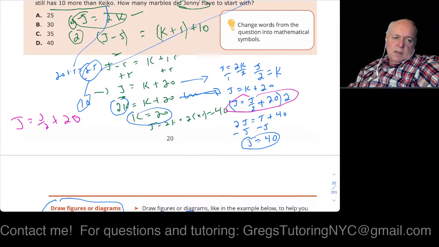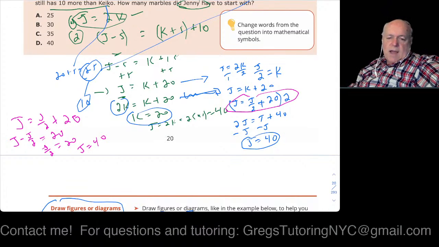So I would get J minus J over 2, which is half J, is equal to 20, right? And J minus a half J is a half J. So we would get J over 2 is equal to 20. And then to get J by itself, I would just multiply both sides by 2. And I still would have also gotten J equals 40.